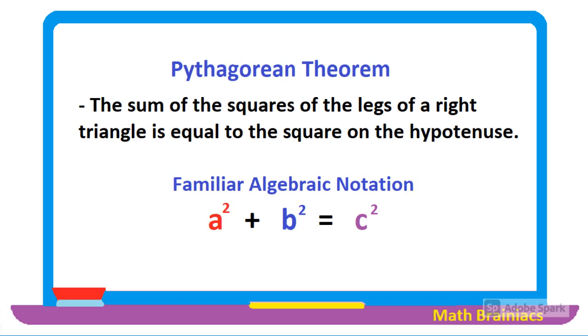The Pythagorean theorem states that the sum of the squares of the legs of a right triangle is equal to the square of the hypotenuse. The algebraic notation here is a squared plus b squared is equal to c squared.